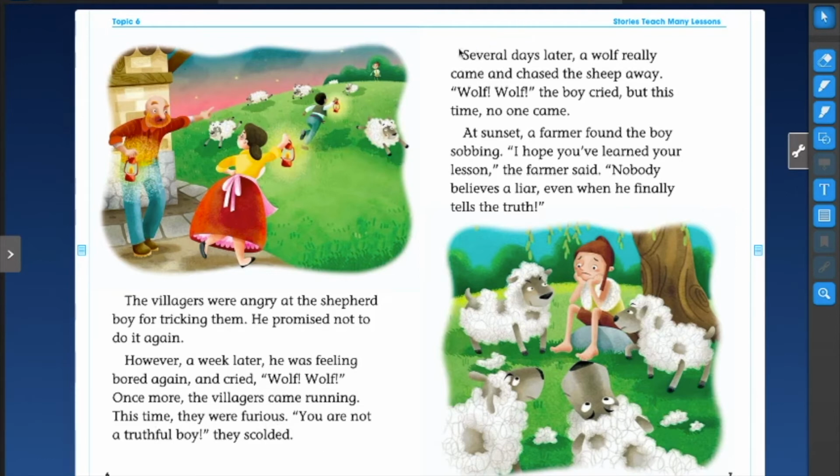All right, let's finish the story. Several days later, a wolf really came and chased the sheep away. "Wolf, wolf," the boy cried, but this time no one came. At sunset, a farmer boy found the boy sobbing. "I hope you've learned your lesson," the farmer said. "Nobody believes a liar, even when he finally tells the truth."